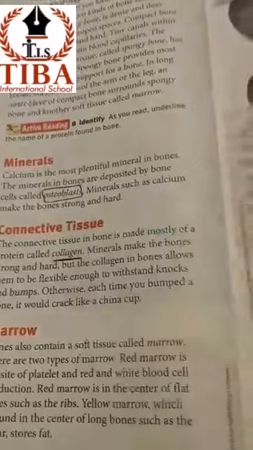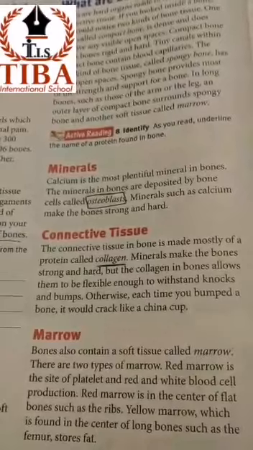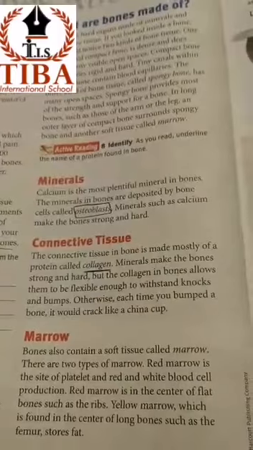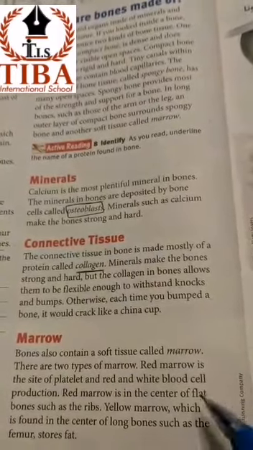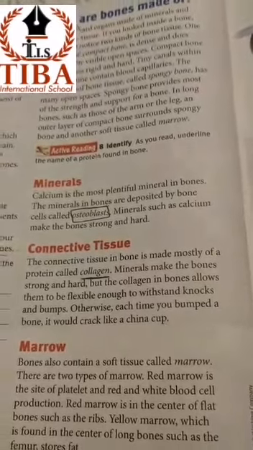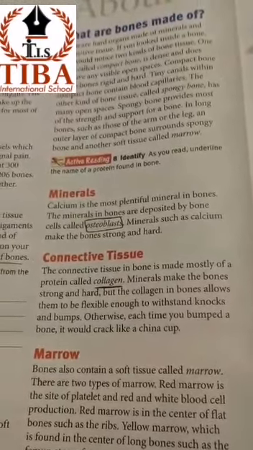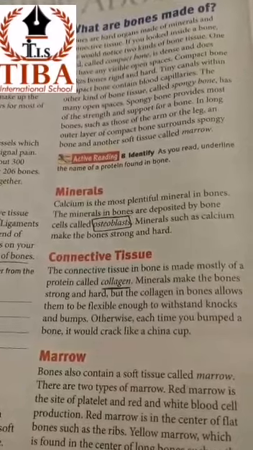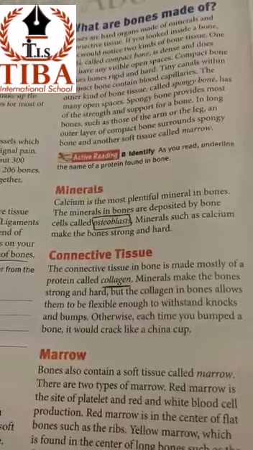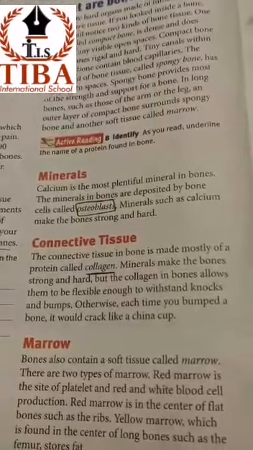Then the connective tissue. The connective tissue inside our bones is made up of a special protein called collagen. What is the function of collagen? It gives bones flexibility and allows bones to withstand knocks and bumps, so they couldn't be broken down just like a china cup. So when you knock your bones, they do not break down. Why? Because they are made up of collagen, which gives bone flexibility and allows them to withstand any knocks and bumps.